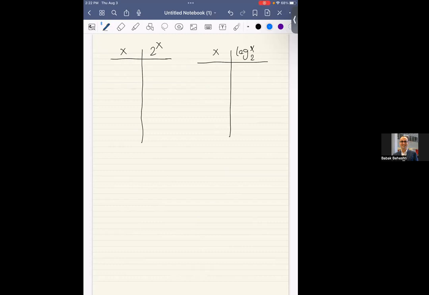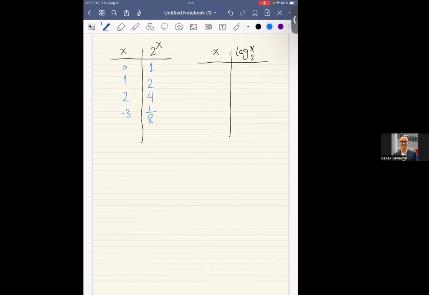We just saw that if x is 0, 2 to the power x is just 1. If x is 1, 2 to the power x is 2. If x is 2, 2 to the power x is 4. If x is minus 3, 2 to the power x is 1 over 8, and so on. Now, if you switch these two columns, x with y, you get logarithm.